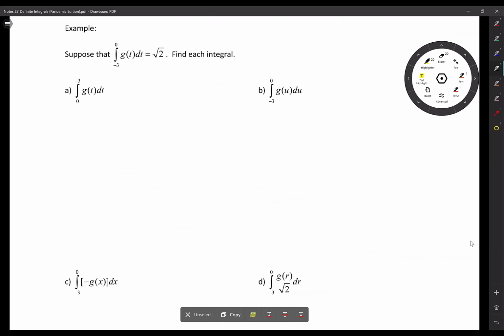Suppose that the area from -3 to 0 of g of t dt equals square root of 2. Find each integral. They flipped the limits and they wrote g of t. What's going to be this one? Negative square root of 2.